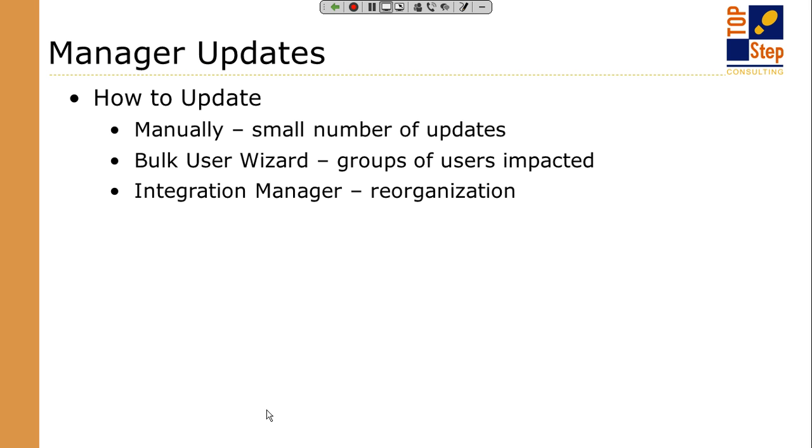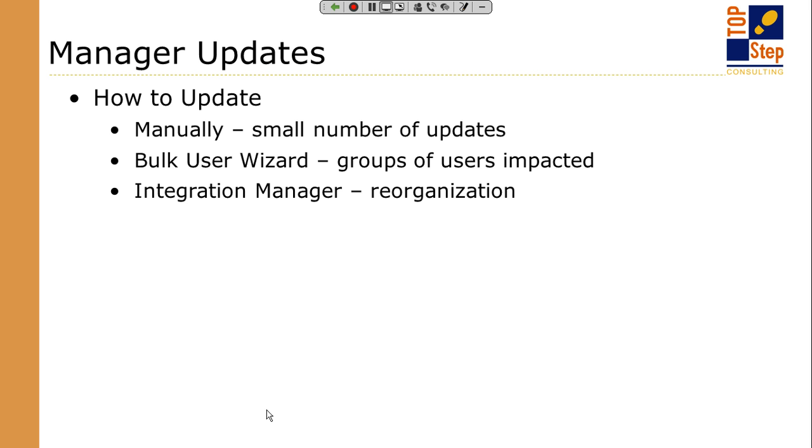You go in, you edit the user record, and you change the name of the user on the manager record. The manager record is part of the bulk user wizard feature, so of course if you have a whole department that has a new manager, you can certainly use the bulk user wizard for that. And of course if you're doing a complete reorganization, new departments, new managers, new everything, Integration Manager is probably the most robust, because you can do a one fell swoop update of all the managers.